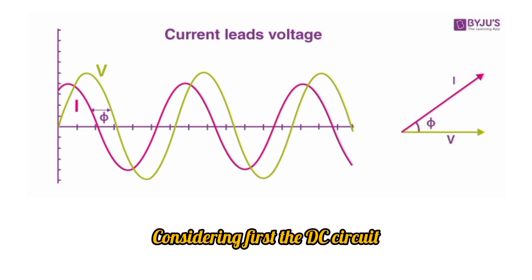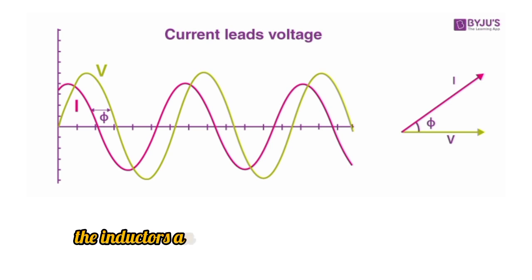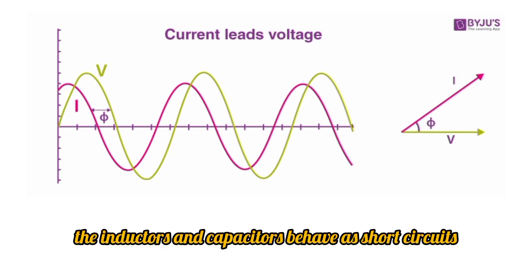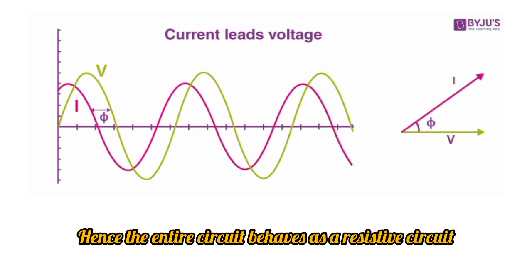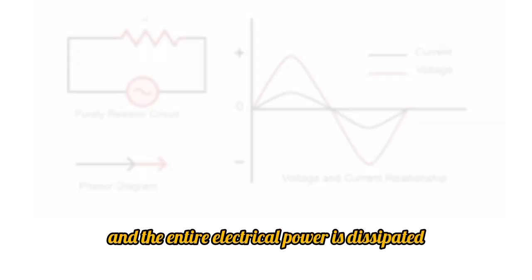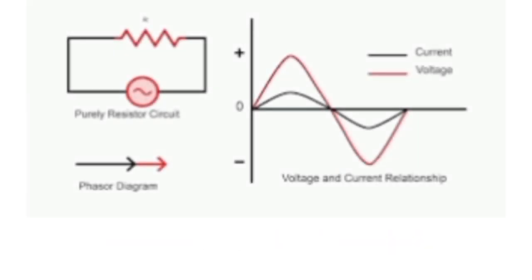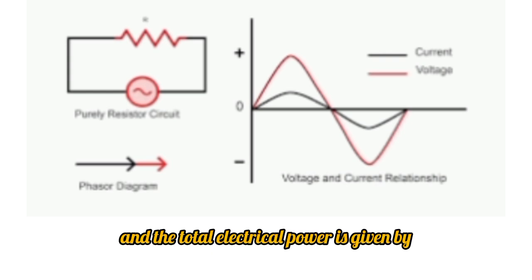Considering first the DC circuit, having only DC voltage sources, the inductors and capacitors behave as short circuits and open circuits respectively in steady state. Hence, the entire circuit behaves as a resistive circuit, and the entire electrical power is dissipated in the form of heat. Here the voltage and current are in the same phase, and the total electrical power is given by.